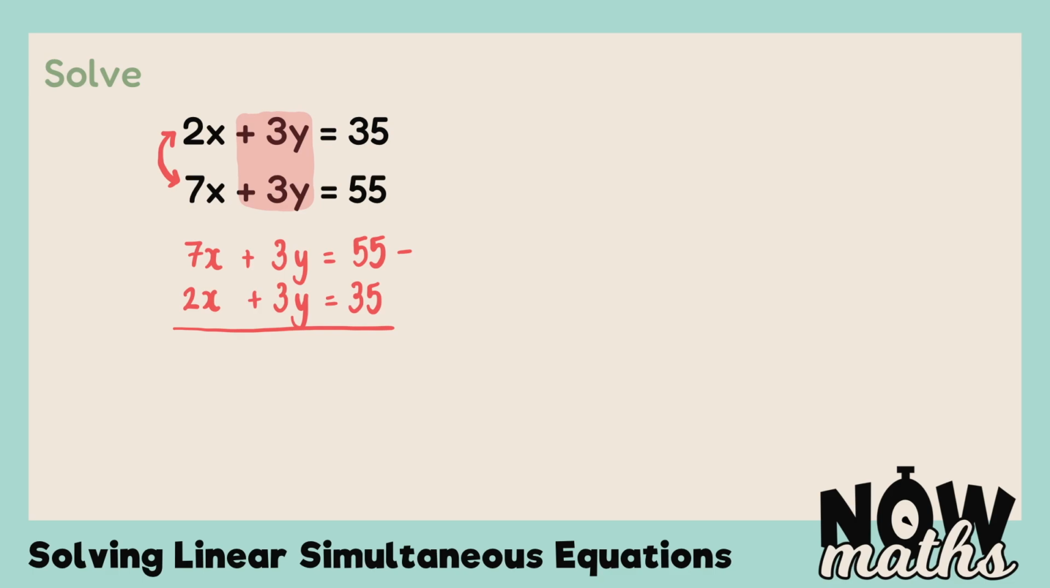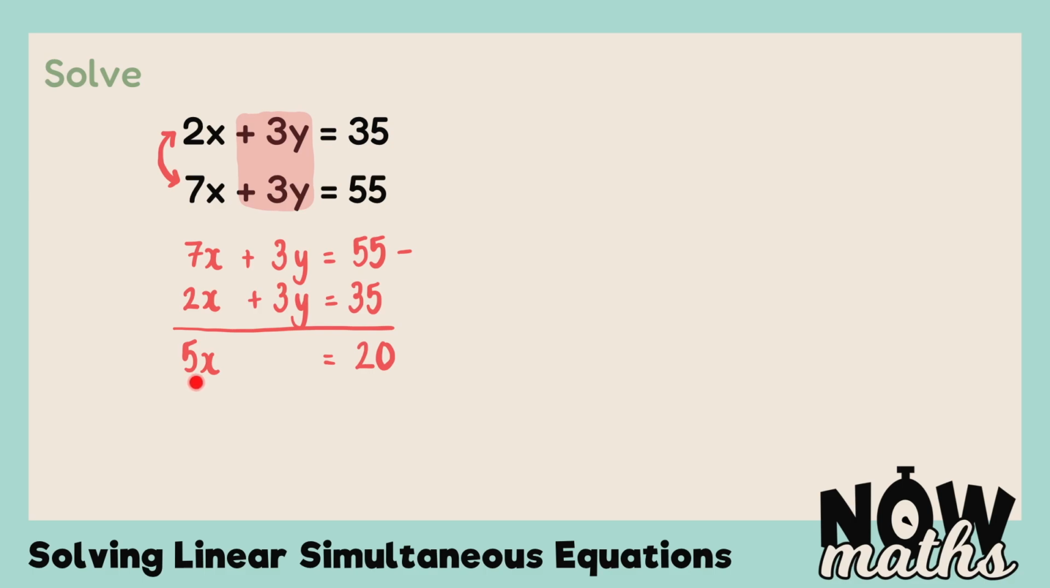And the only reason I usually avoid the negative numbers is because it minimises our chances of making a mistake. So starting off with 7x subtract 2x, this gives us 5x. Then 3y subtract 3y is 0, so we won't write that down. We'll carry our equals sign, and then 55 subtract 35 is 20. So we're left with 5x equals 20.